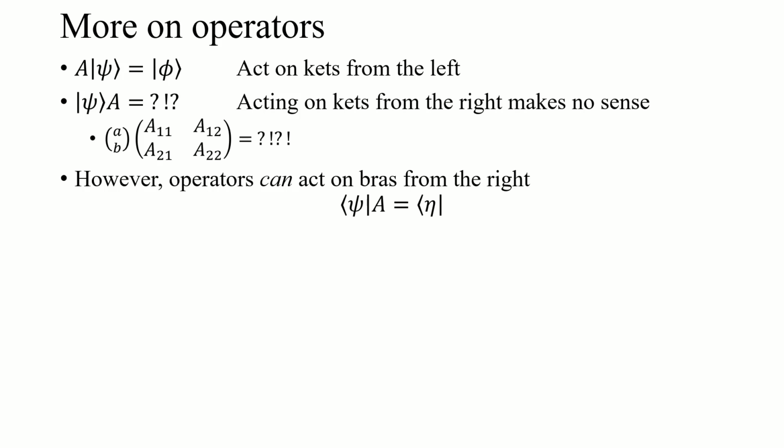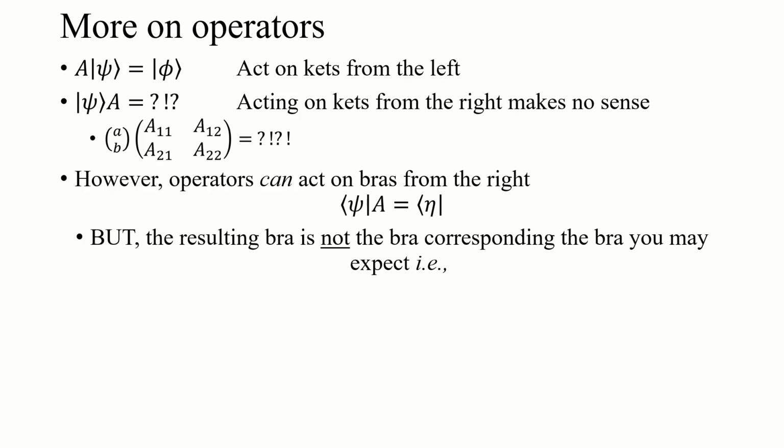However, operators can act on bras from the right. If you remember, the bra is just going to be the row vector, with complex conjugate elements. So the bra corresponding to the state psi can be acted on by the operator A from the right, and it's just going to form a new bra. We'll call that eta. However, in general, the resulting bra may not be the one you expect, right?